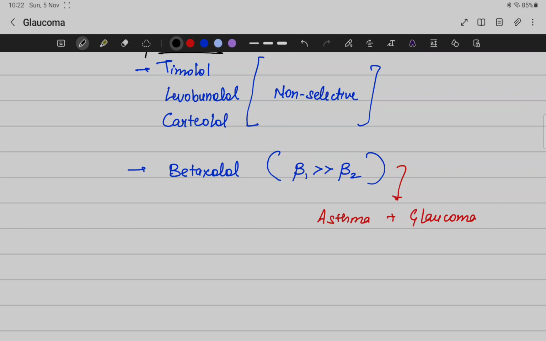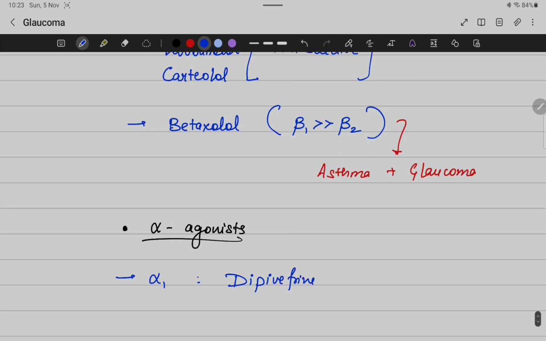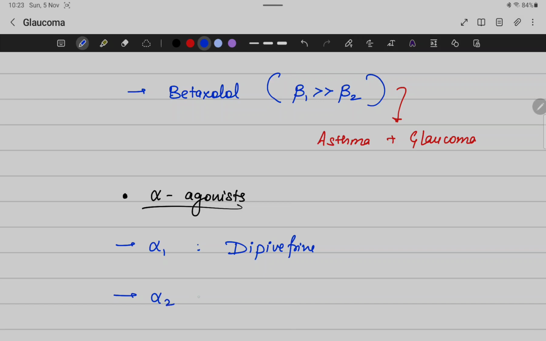Then you have your alpha agonists. Next category of drugs used in glaucoma are alpha agonists. So beta blockers and alpha agonists. What all alpha agonists do we have? We have drugs which work on alpha 1 receptors mainly. Examples include dipivefrin, and we have drugs acting on alpha 2 mainly. These include your apraclonidine and brimonidine.